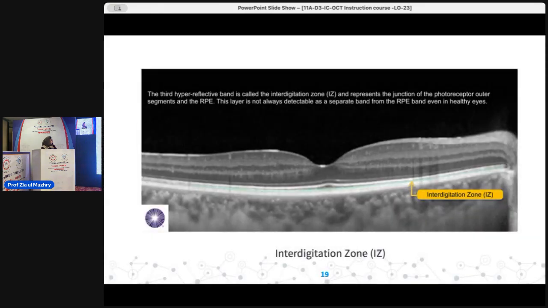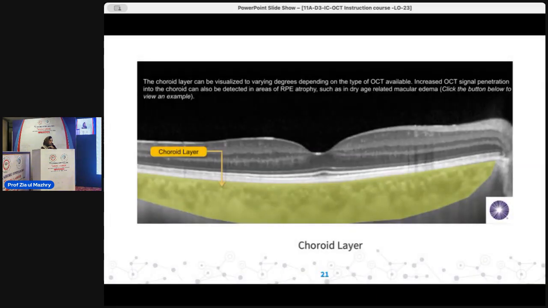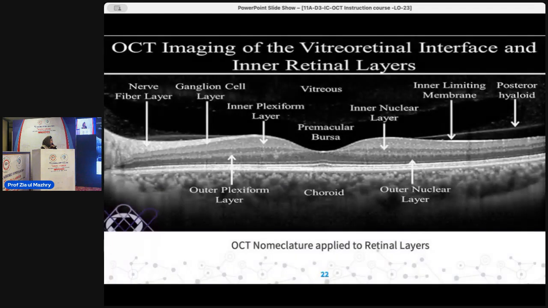Next is the interdigitation zone, which is normally not seen on most of the OCTs. And this is the retinal pigment epithelium. The retinal pigment epithelium is the fourth hyperreflective band. We are seeing here 1, 2, 3, and 4. These four layers are important. And next is the choroid. The hyperreflectivity of the choroid is going to change in different pathologies, and we have to notice the choroid hyperreflectivity. And this is the summary of all the layers that I have explained.